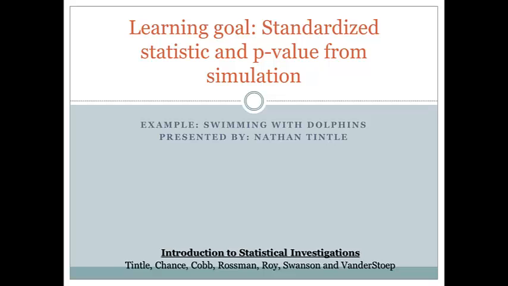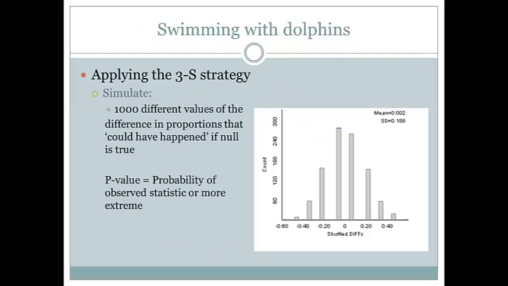In this Learning Goal video, we will talk about how to compute the standardized statistic and obtain a p-value from a simulation comparing two group proportions. We will use the Swimming with Dolphins dataset to talk about this learning goal. We've conducted a simulation of the null hypothesis, that is, no association between the group people were in and whether or not they showed substantial improvement on their depression symptoms.